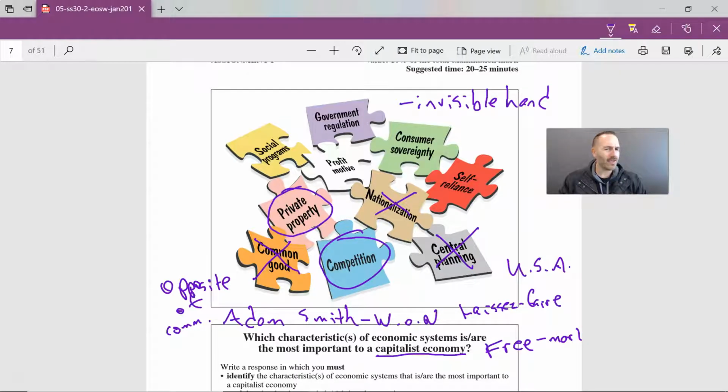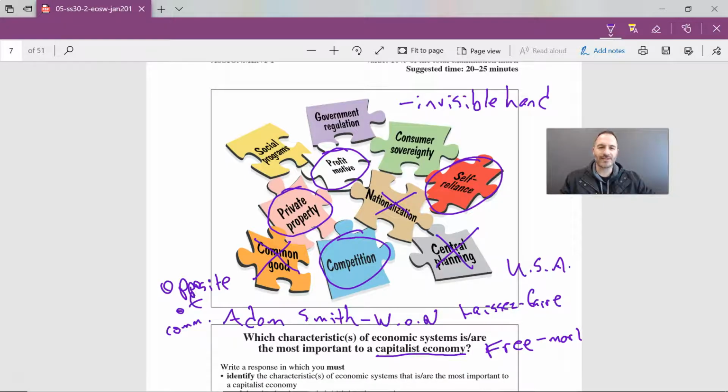Self-reliance. Does that work for a capitalist economy? Who do you rely on in a capitalist economy? The government, other people, handouts? No, you rely upon yourself. So that works, okay? Profit motive. Is that something that we see in the capitalist economy? Absolutely, right? Profit motive is why capitalists do what they do. They want to get paid.